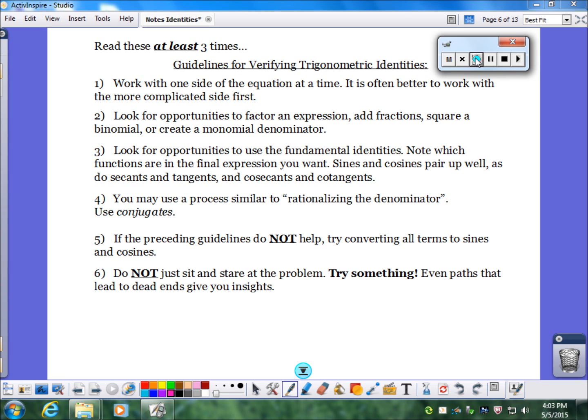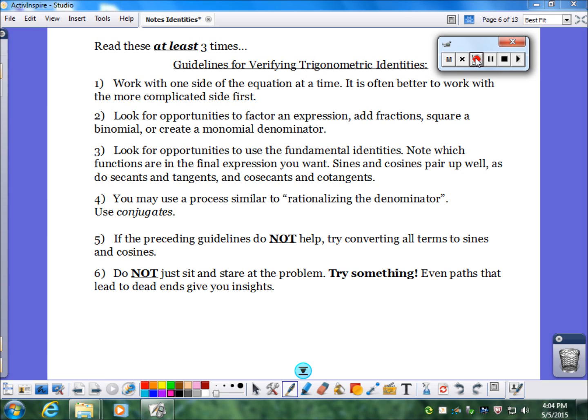Look for opportunities to factor an expression, add fractions, square a binomial, create a monomial denominator, or get a common denominator. So all the algebra that we've learned before is going to apply with these. We just have trig functions in there too. Look for opportunities to use the fundamental theorems, the Pythagorean theorems, the reciprocal and quotient theorems, or identities. Note which functions are in the final expression you want. Sine and cosine pair up well, as do secant and tangent, and cotangent and cosecant pair up together.